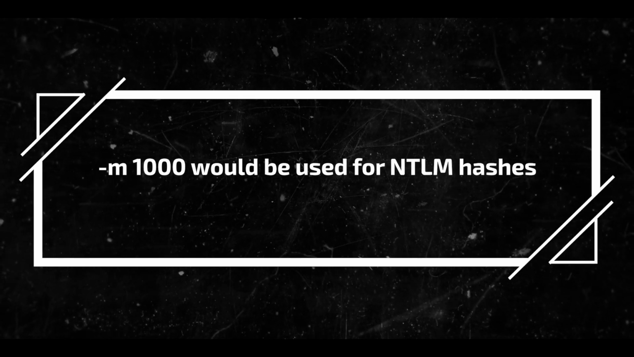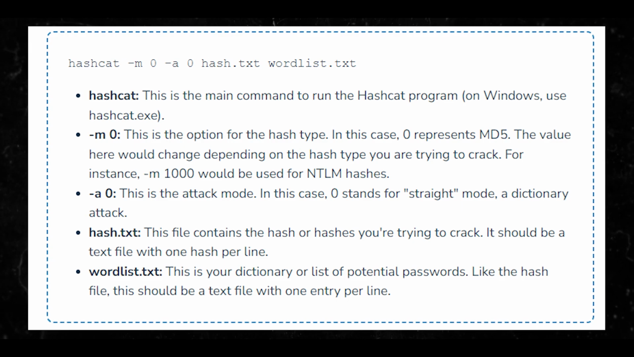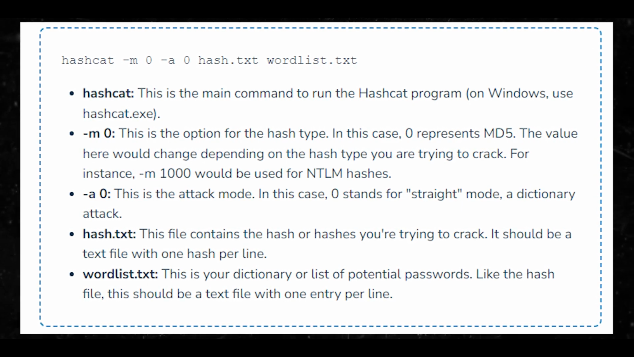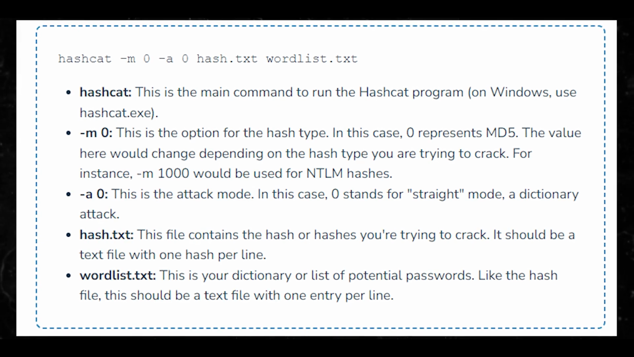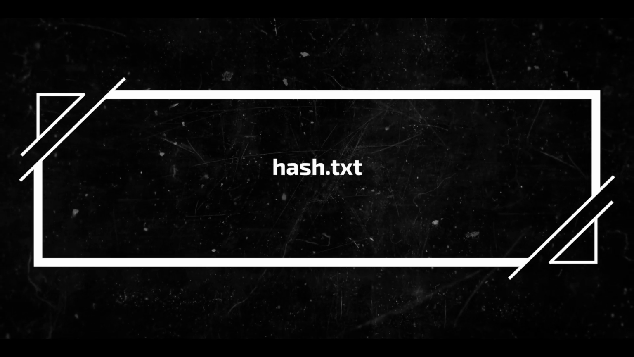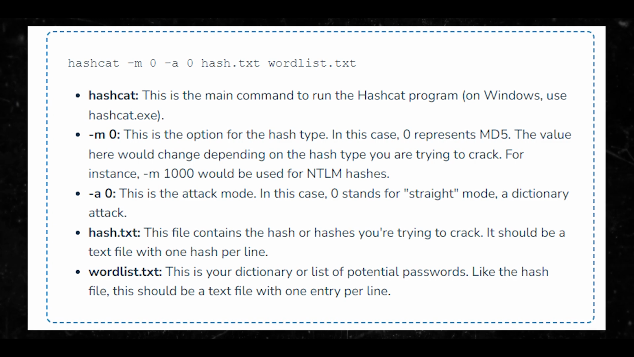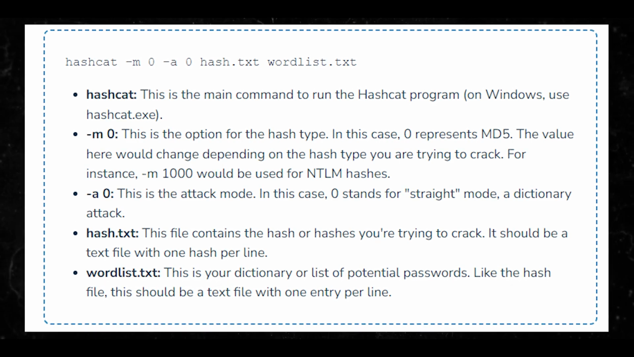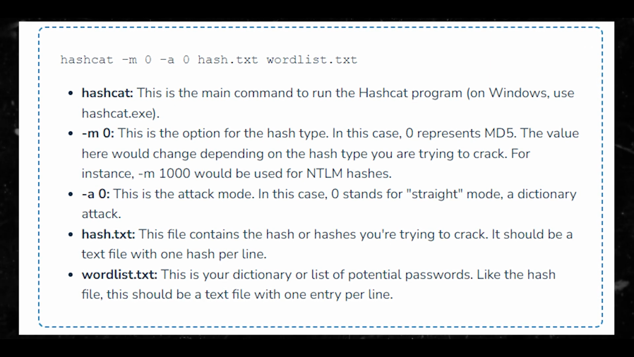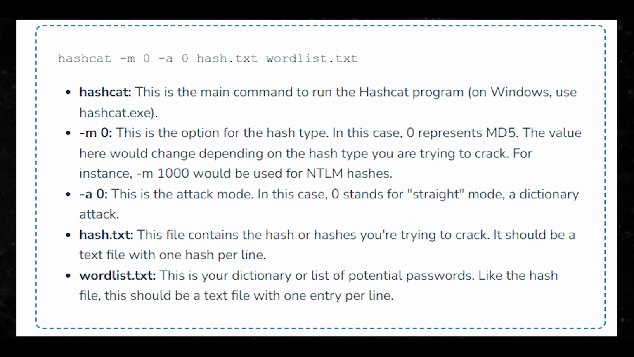Then you have -a 0. This is the attack mode. In this case, 0 stands for straight mode, which is a dictionary attack. The hash.txt file contains the hash or hashes you're trying to crack. It should be a text file with one hash per line. Then we have wordlist.txt, and this is your dictionary or list of potential passwords. Like the hash file, this should be a text file with just one entry per line.